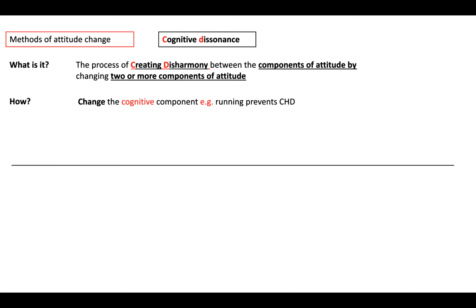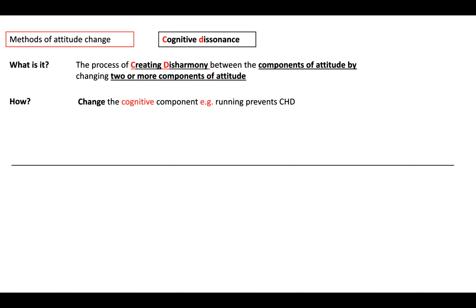So how? First of all, we have to change something. We're going to start with the cognitive component here. You don't have to, but it's quite important to change someone's belief. If you change someone's beliefs, then it's possibly going to be easier for you to change the other things that go with it. Plus it's in the name of the method as well, cognitive dissonance, creating disharmony. Let's start with changing cognitive components, e.g., running prevents coronary heart disease.